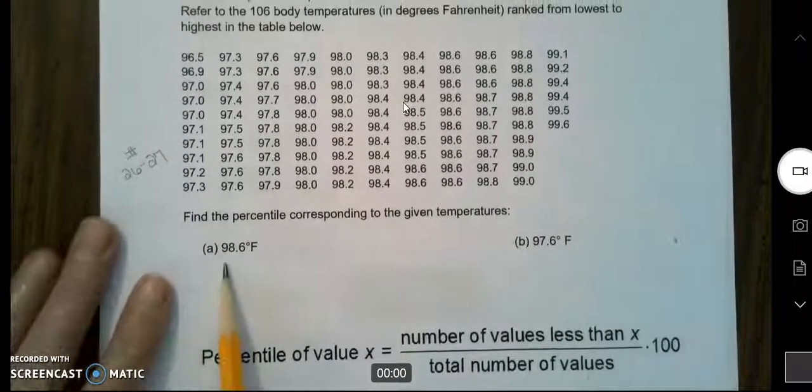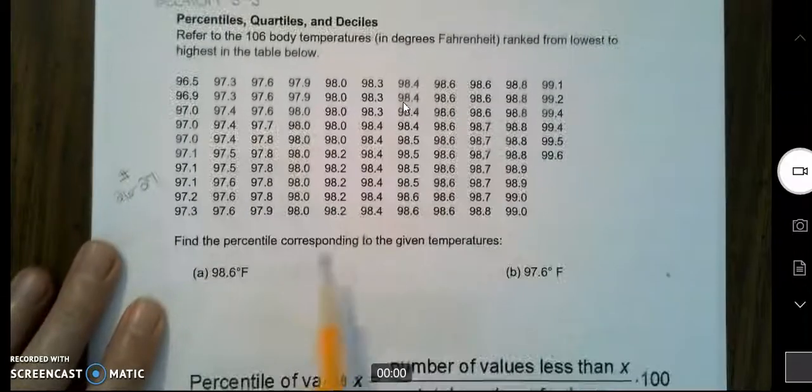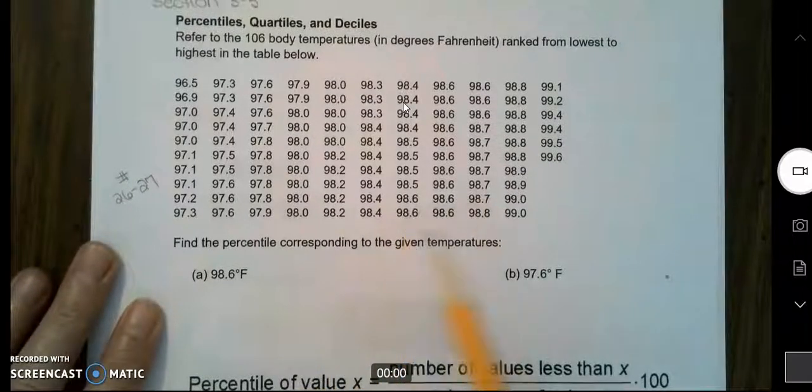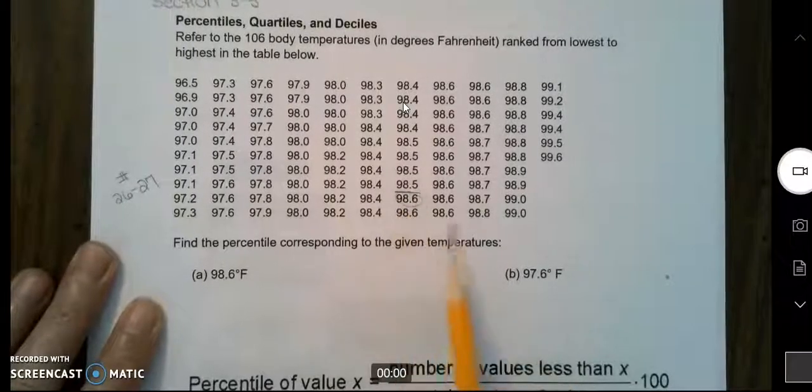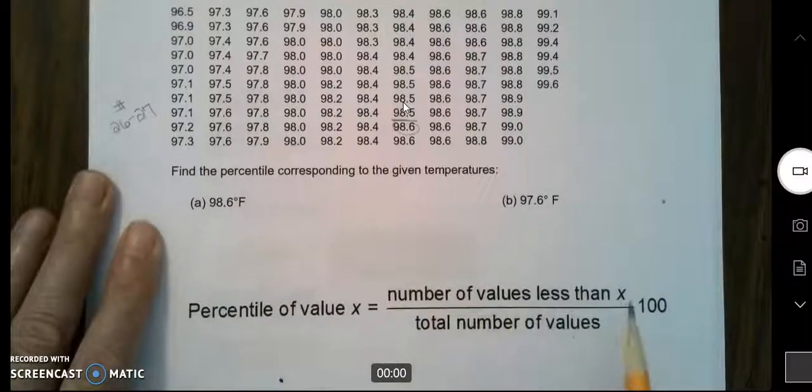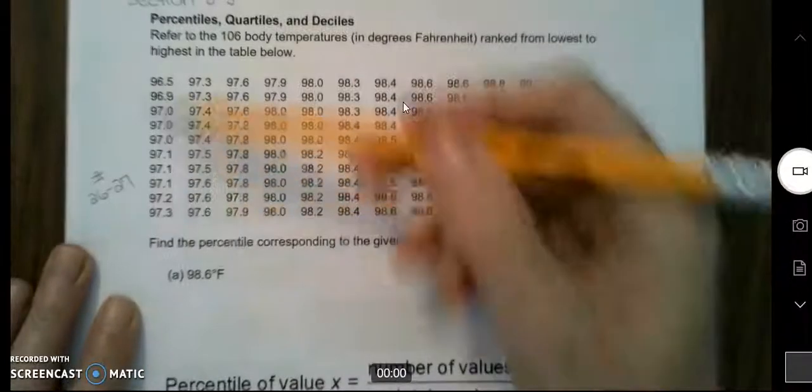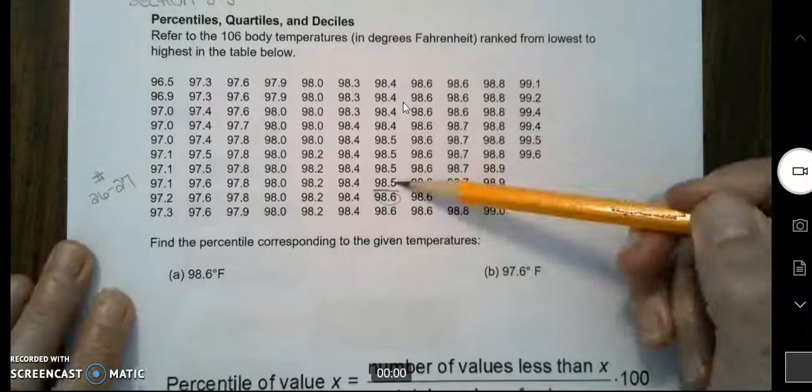So what is the percentile of 98.6 degrees? Let's find 98.6 degrees on here. Here is the first one right here, okay? So what I want to do is count how many of these temperatures are less than 98.6 degrees. Okay, so I'm going to count all of these up until right here.